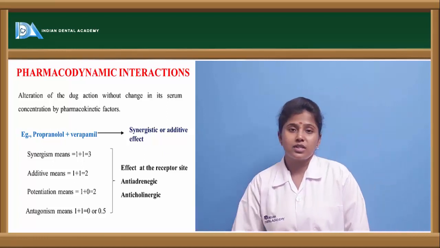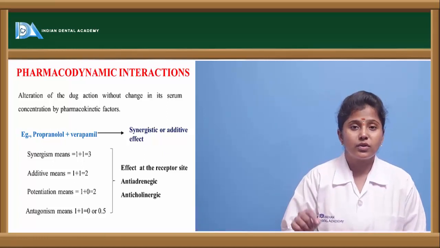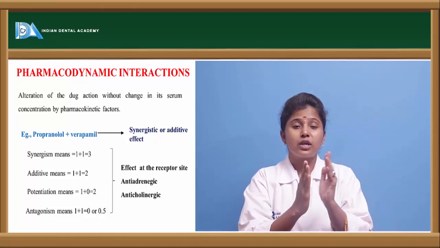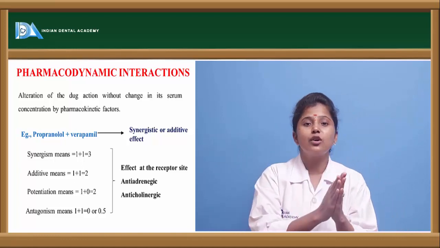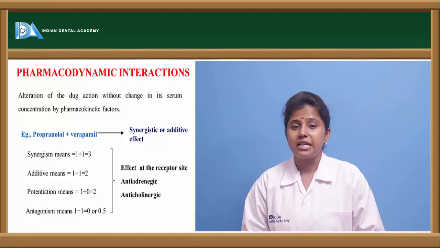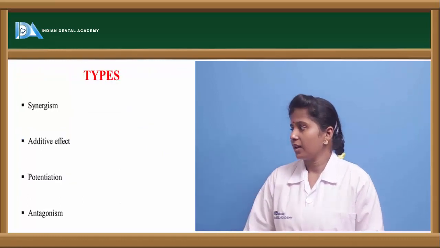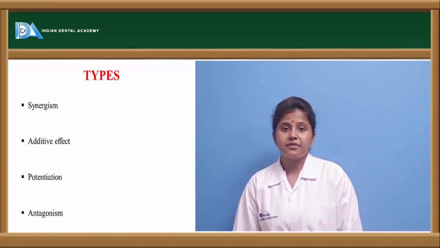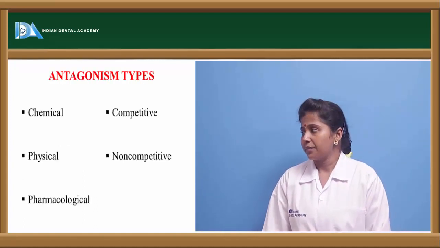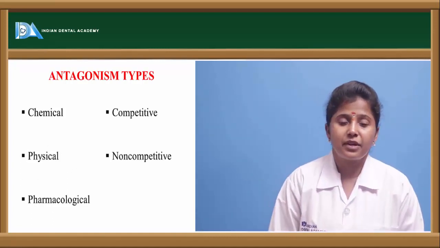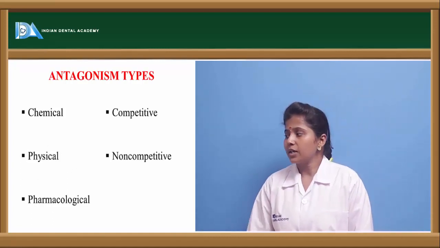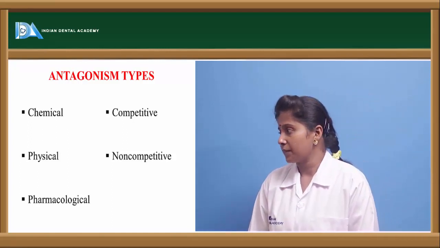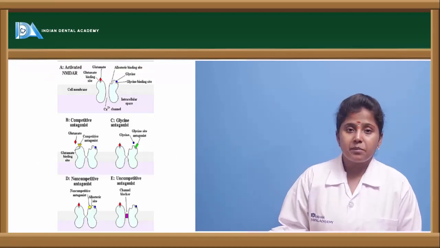The other one is antagonism. 1 plus 1 is equal to 0 or 0.5. In the sense, if we combine two drugs, one drug will antagonize, or nullify, the effect of the other drug, thereby the net result is 0. The types of these pharmacodynamic interactions are synergism, additive effect, potentiation and antagonism. And antagonism is further classified as chemical antagonism, competitive antagonism, non-competitive antagonism, physical antagonism and pharmacological antagonism.